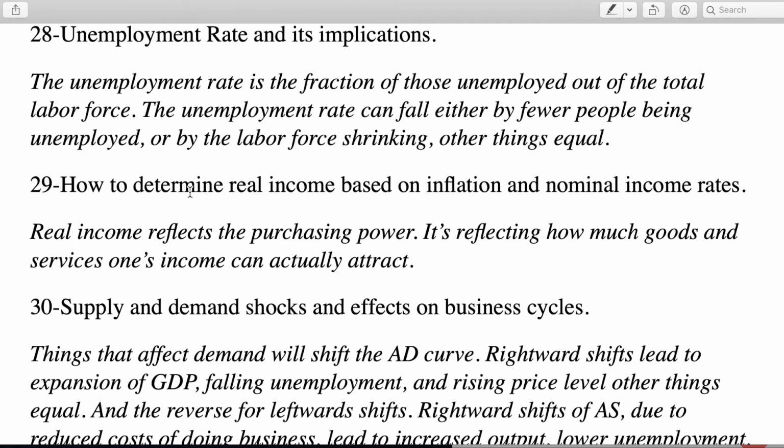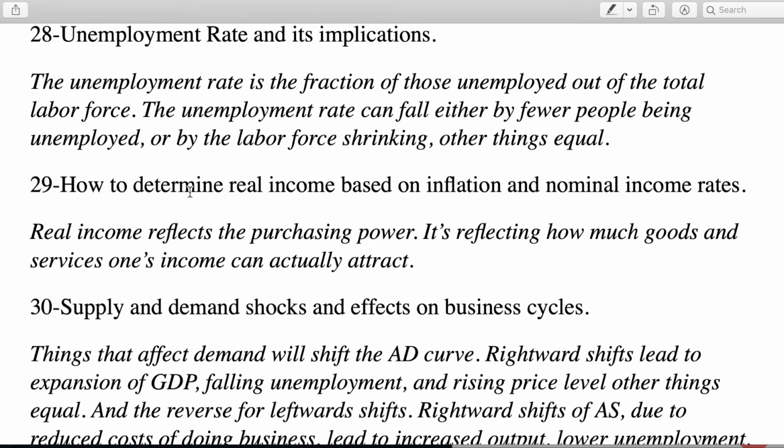The unemployment rate, therefore, can fall one of two ways. Either the fraction of those looking for jobs unsuccessfully can fall, or the labor force can fall. The other thing I like to remind you when you're thinking about the unemployment rate is that high unemployment is typically associated with lower output. So when GDP falls, you're going to get unemployment rising. When GDP rises, you're going to get unemployment falling.